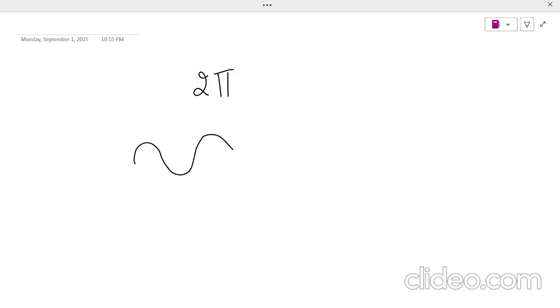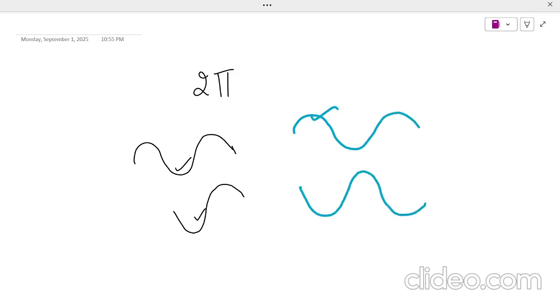If one wave is like this, another wave is like this, then the crest is meeting with the crest and the trough is meeting with the trough, so the interference will be constructive. Similarly, if one wave is like this and another is like this, the crest is meeting with the trough, so we will have destructive interference. So for constructive interference, we need this phase difference to be an integral multiple of 2 pi.